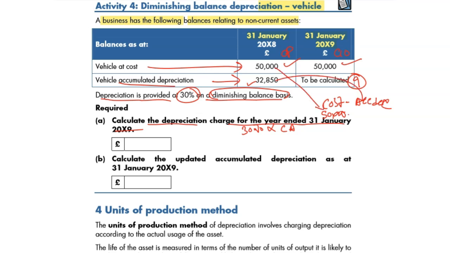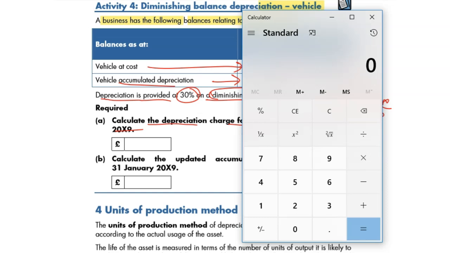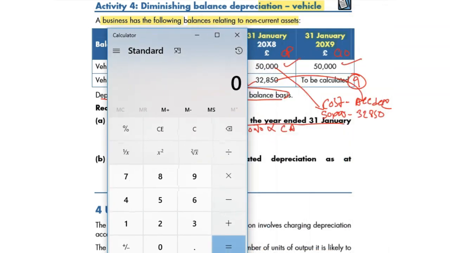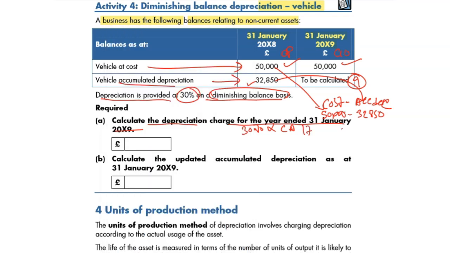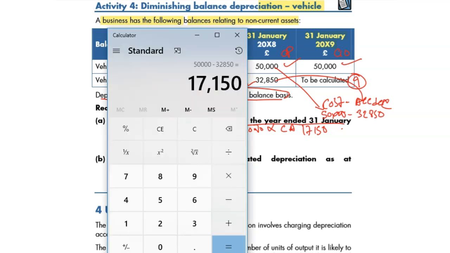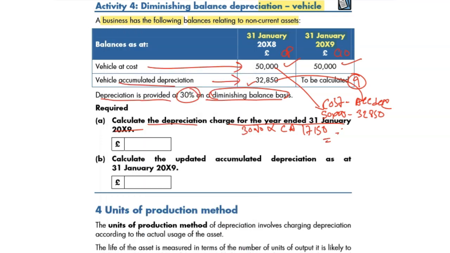And how much is the accumulated depreciation? It is 32,850. So let's take a calculator. 50,000 minus 32,850, which gives you 17,150. That's your carrying amount, and you have to do 30% on it. Hold on. Times 0.3. 5,145. And that is your depreciation charge for this year. That's what you have to write down. 5,145, that's the charge for the year.